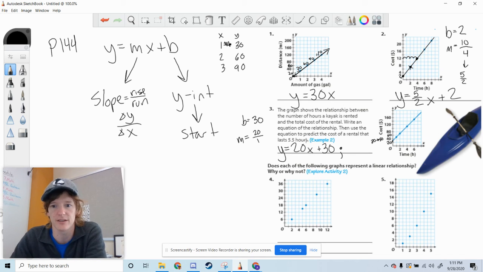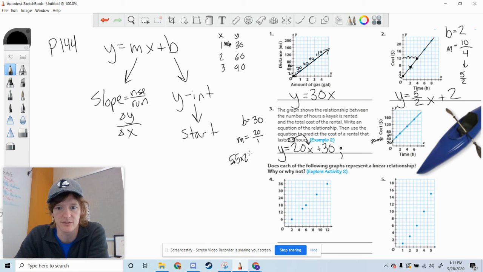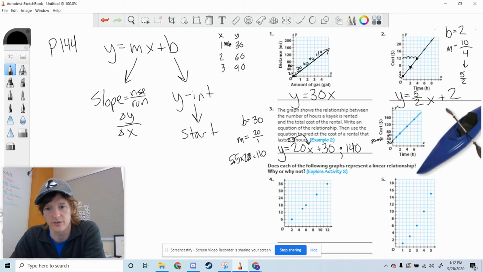So we're going to have to plug in 5.5 into that x, because x is hours. So let's see, what's 5.5 times 20? I know that 5.5 times 2, well, 5 times 2 is 10, and a half times 2 is 1. So that's 11 with an extra 0 that I crossed off a second ago. So the 20 times 5.5 is 110, plus 30 is $140.